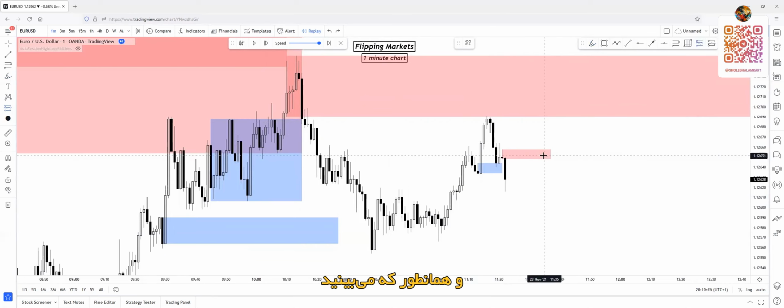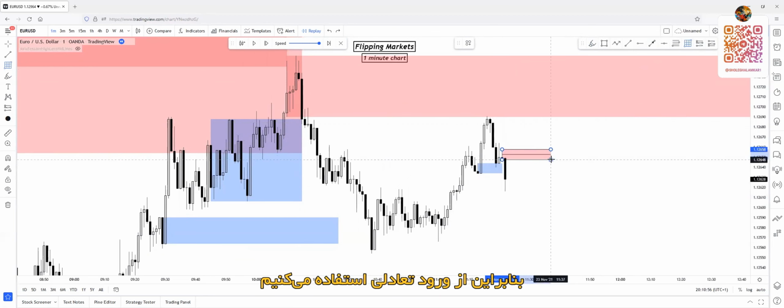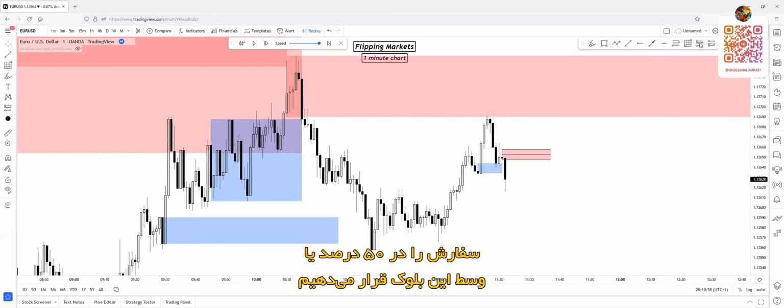And as you can see, because this is an equilibrium entry point, because the wick is bigger than the 50% of the whole body, we will use an equilibrium entry. I'm just setting a gap box up here, placing a sell limit on the 50% of this block.